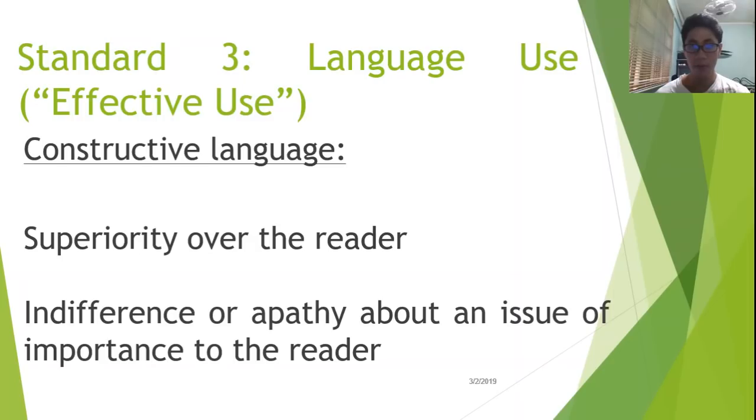Superiority over the reader. You can write something like, "Between you and me, I have more credentials." So that's superiority. Or, "Considering your background, you'll not be able to have some political leverage in our group." The next way to offend someone is to portray indifference or apathy about an issue of importance to the reader.